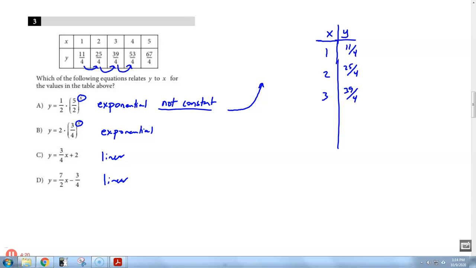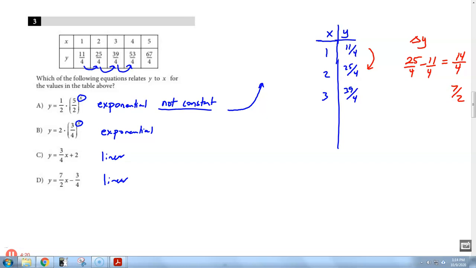And so to figure out the change in y, to figure out what it's going up by, I need to subtract. So I'm going to do 25 fourths minus 11 fourths, which, when you subtract fractions and they have a common denominator, you can just subtract the top and keep the bottom the same. And that reduces, when I divide both those numbers by 2, I get 7 halves.